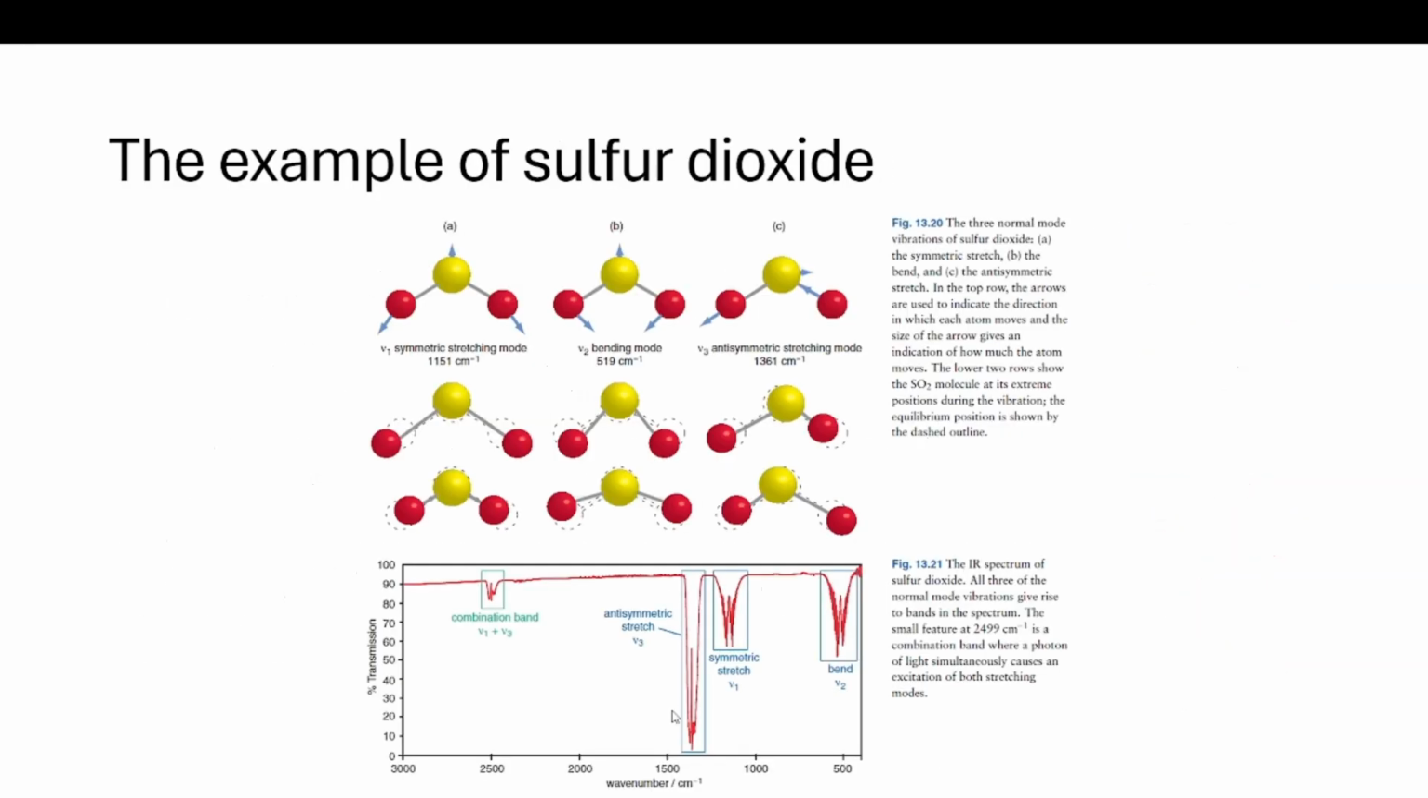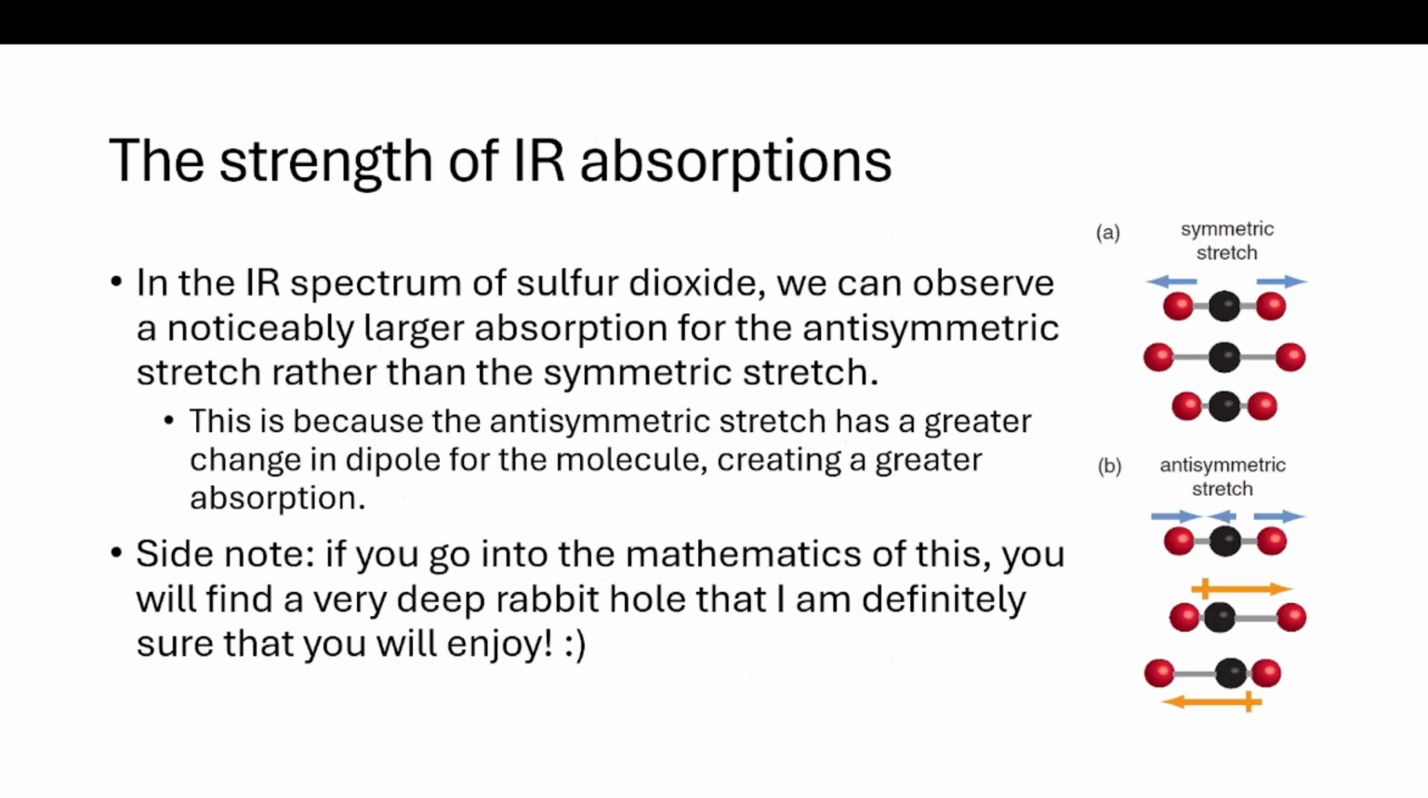Now, as for how deep some of these dips may be, just speaking graphically here, we can see that the antisymmetric stretch creates a much deeper dip than something like a bend or a symmetric stretch. What could be the exact reason for that? Well, if we have some sort of stretch, on this side we have symmetric stretch, and we have an antisymmetric stretch right here. If we have a change in the dipole moment of the molecule, then there's going to be a much greater absorption peak, or a dip in the transmission graph.